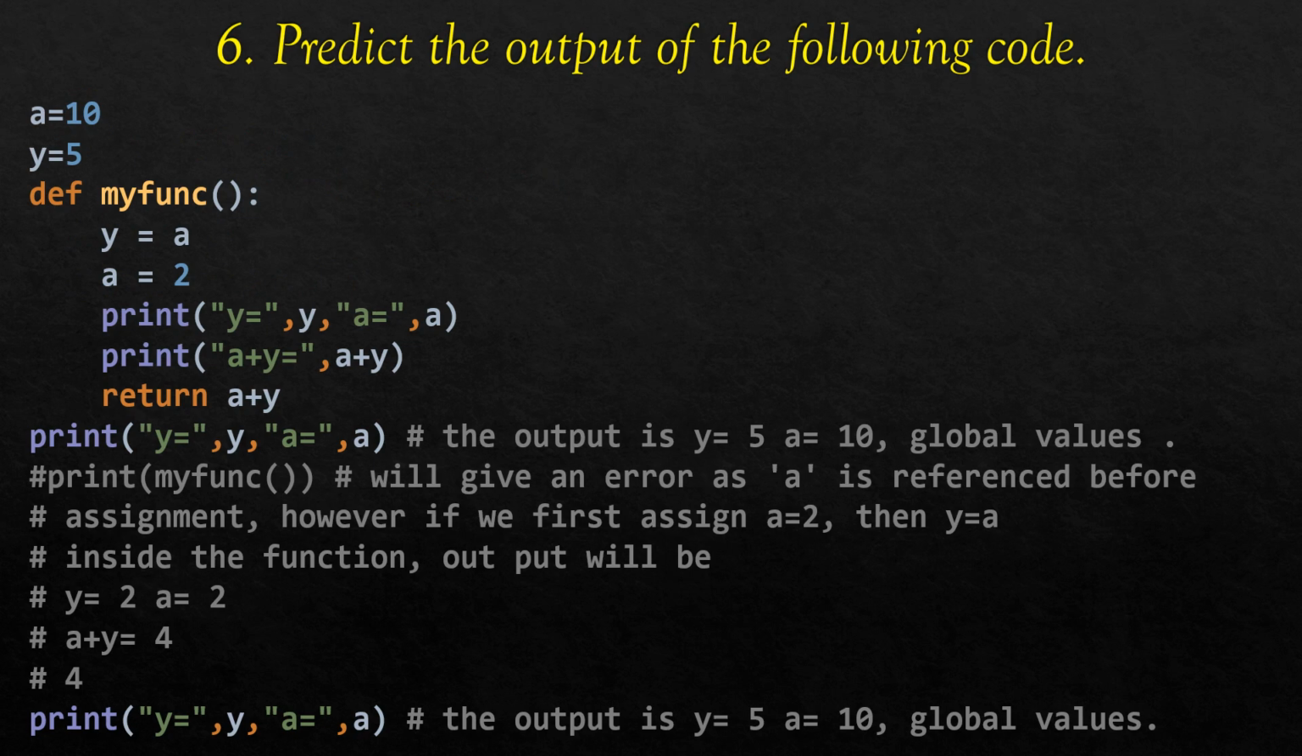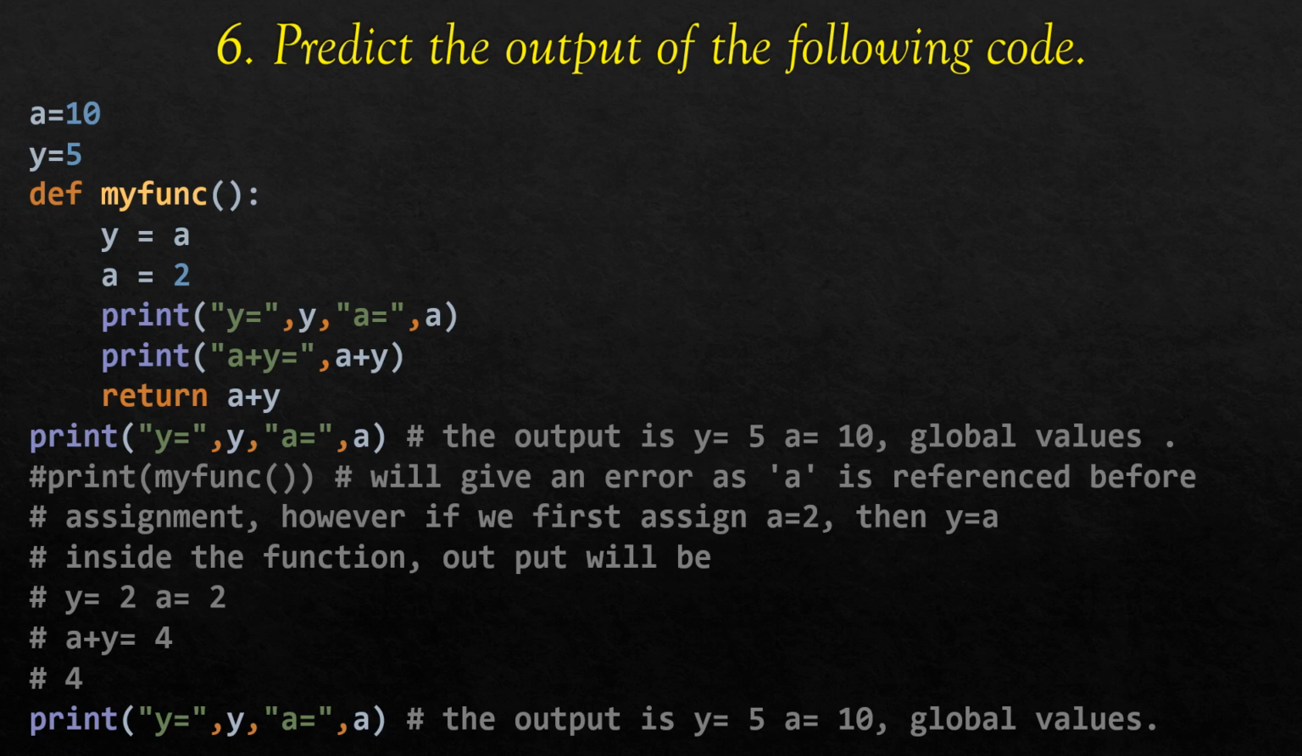Now the next question is to predict the output of the following code, where a is equal to 10, y is equal to 5, and one function is defined within which y is equal to a and a is equal to 2. Then it has to print y and a. Then it has to print a plus y. Then return a plus y.